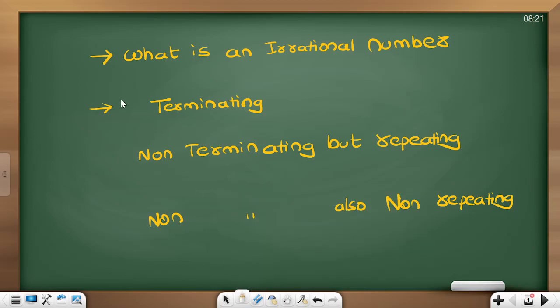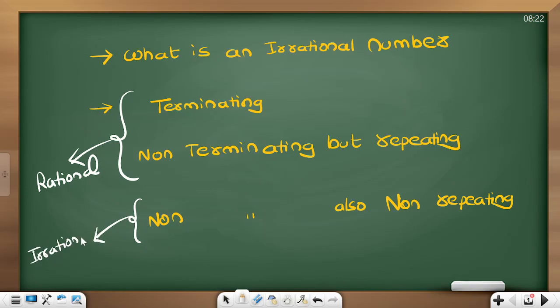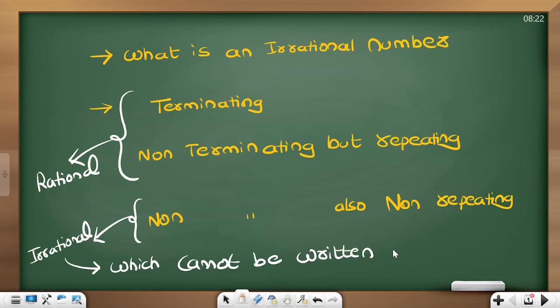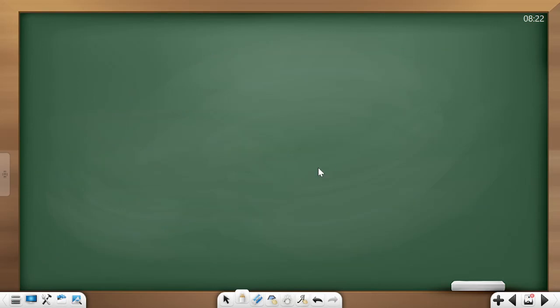In that, these two are called rational numbers, and this kind of decimals are called irrational. So we also have seen the definition of an irrational number. This is the proper definition: a number which cannot be written in P by Q form is irrational. Now we have seen some examples.